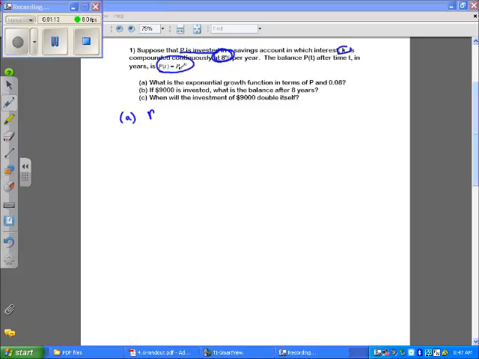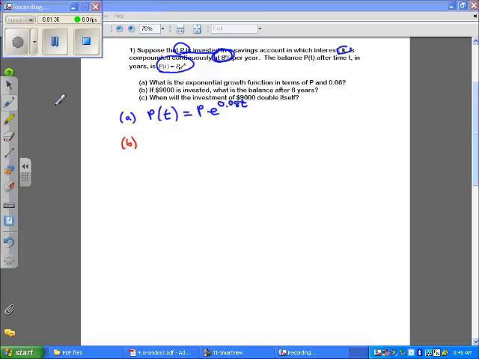Okay, so let's go ahead and do that. So we have P of T is equal to P, because that's how much we invested, E to the 0.08T. Okay, so that answers part A. Now let's go to part B. Part B says if $9,000 is invested, what is the balance after 8 years?